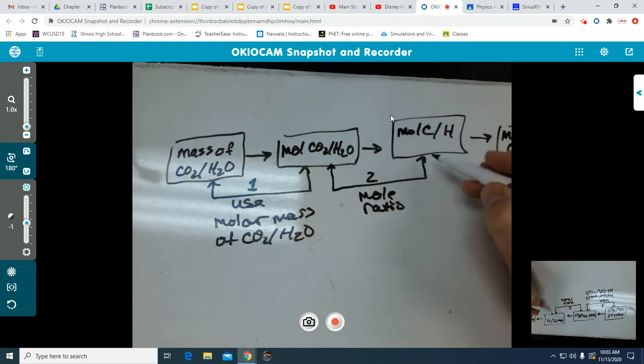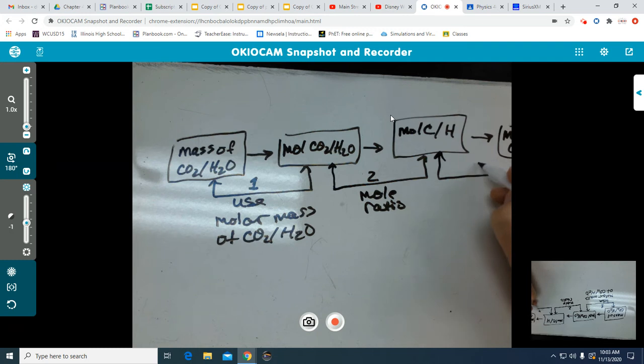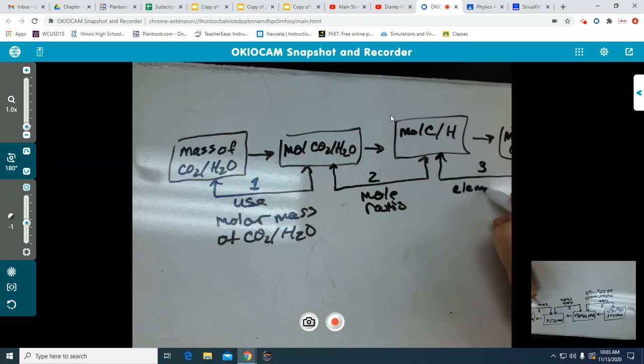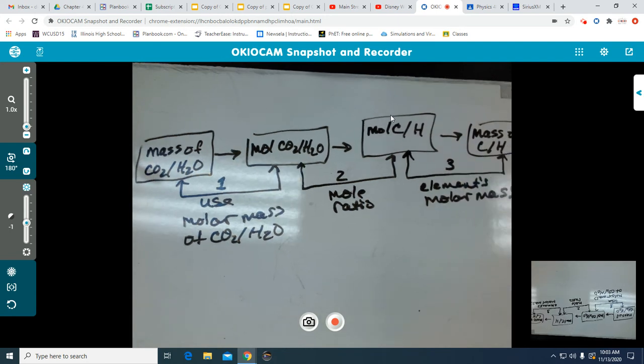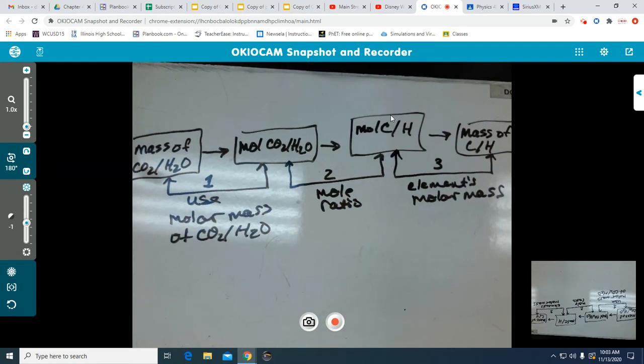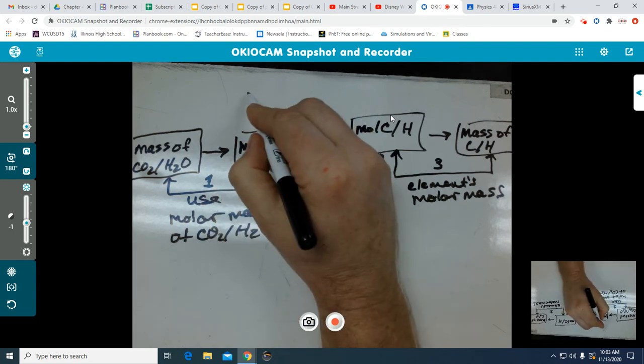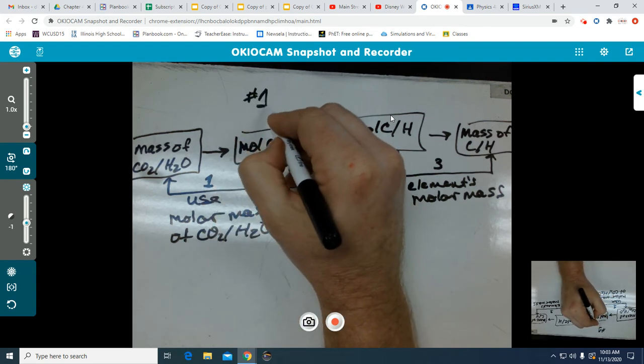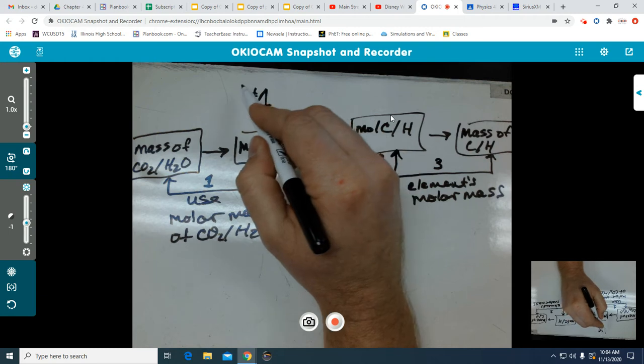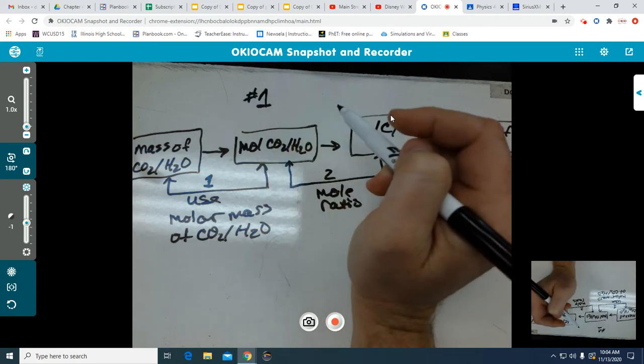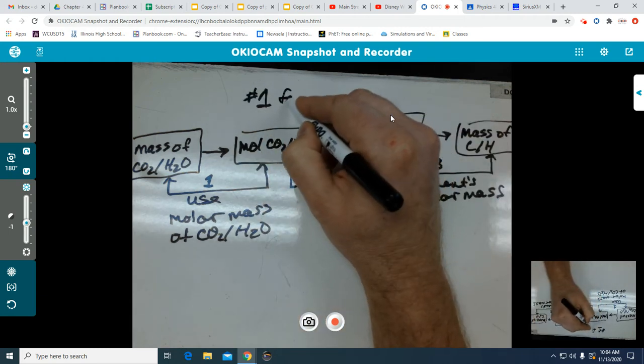All right. And then lastly, step 3, we are going to use the element's molar mass. Okay, so there you have it. That is my part one, or number one, flowchart for combustion analysis.